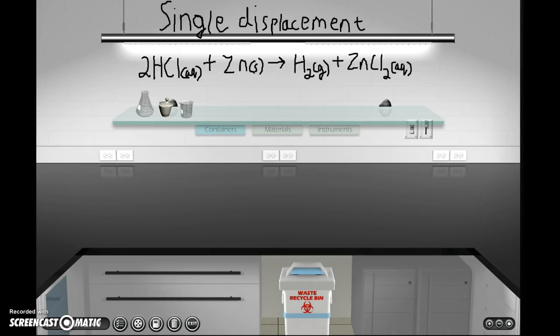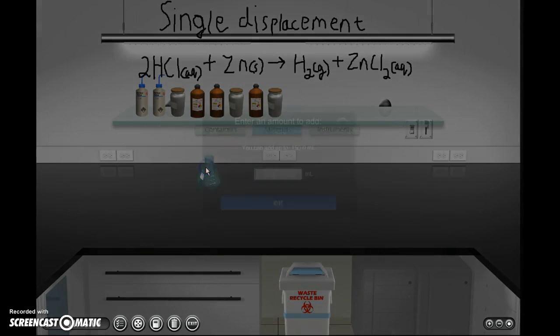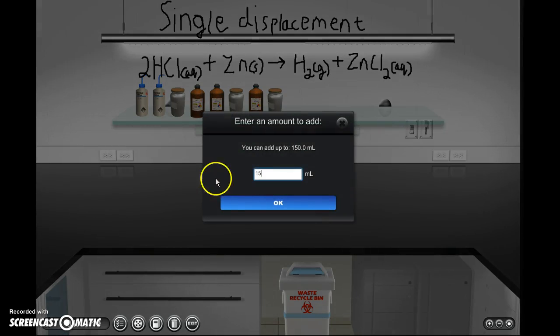Hello everybody. Today we will be doing a single displacement reaction of hydrochloric acid and zinc, which will form hydrogen gas and zinc chloride. Alright, we're going to start off by grabbing a 150 milliliter Erlenmeyer flask from the shelf to contain our reaction. We're then going to add our hydrochloric acid to the flask. That's 15 milliliters of a 6 molar solution.